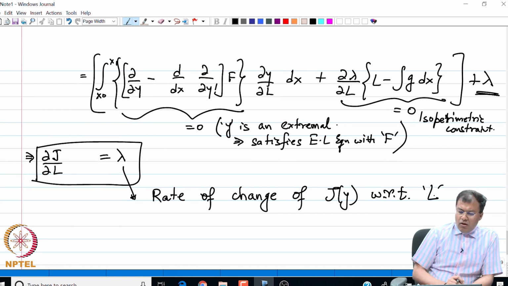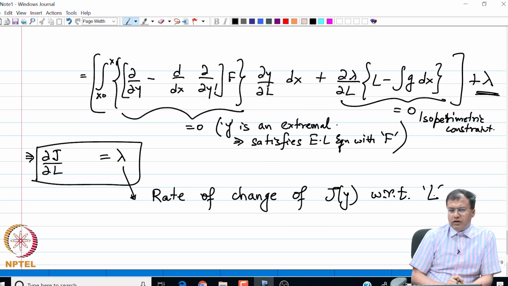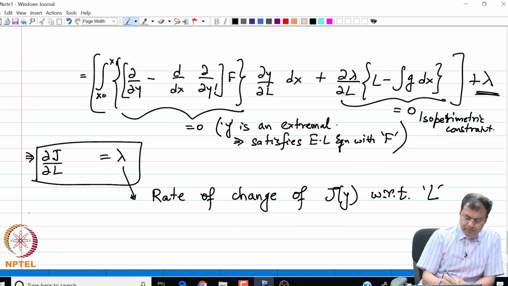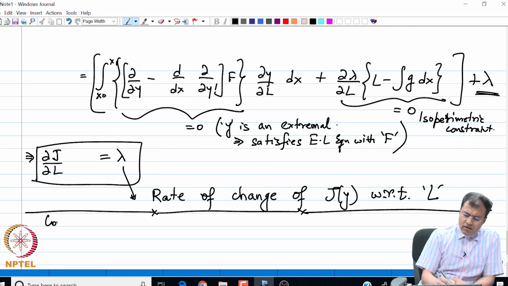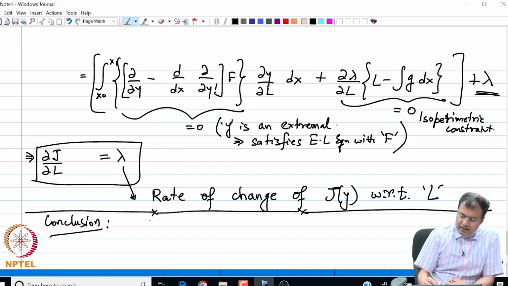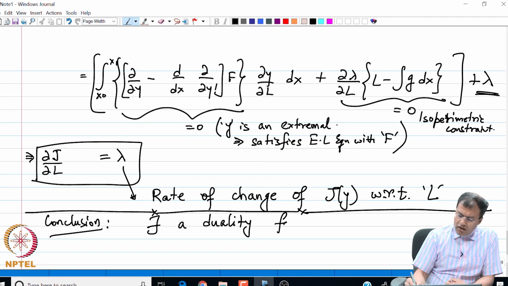There is another way to look at this result. It shows a duality of the isoperimetric problem. What we are trying to show is that there exists a duality for the isoperimetric problem.